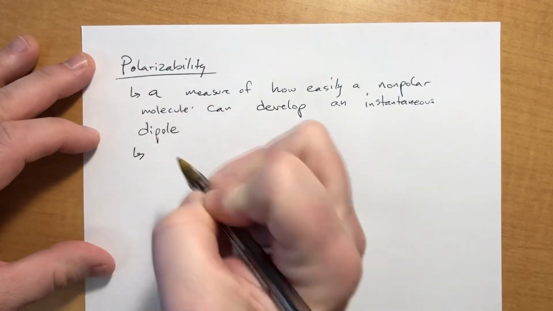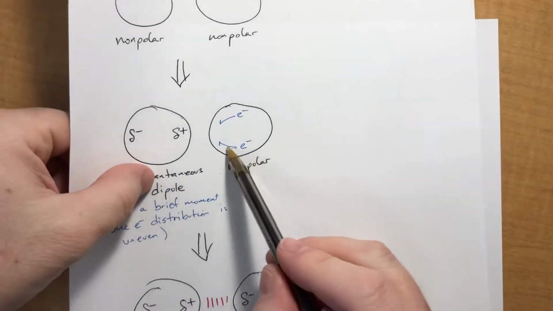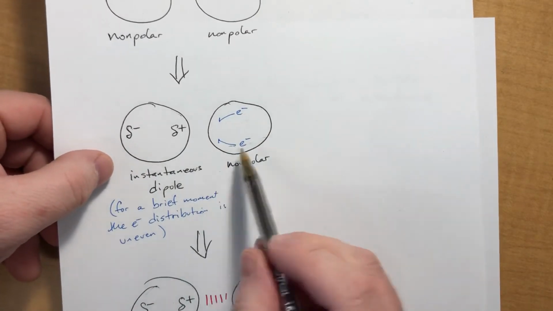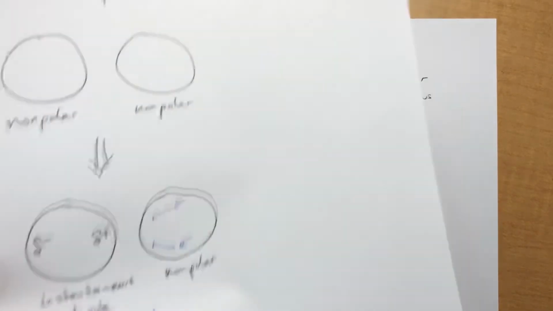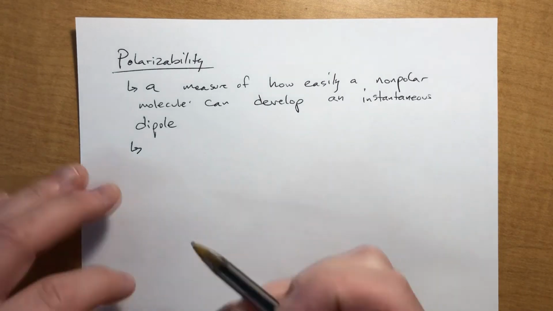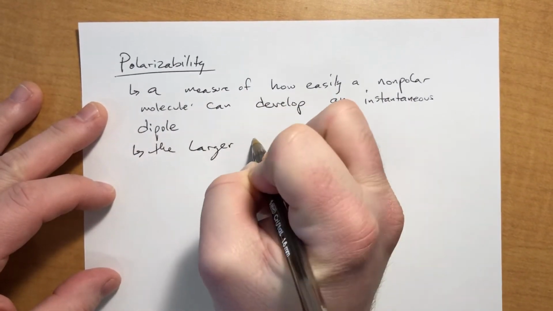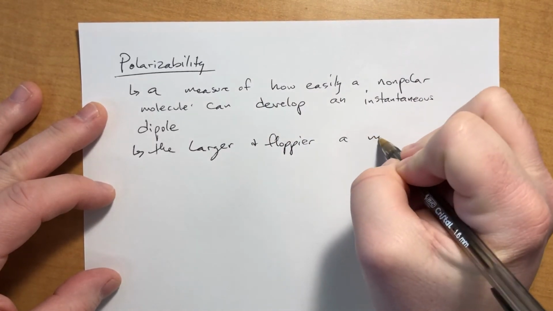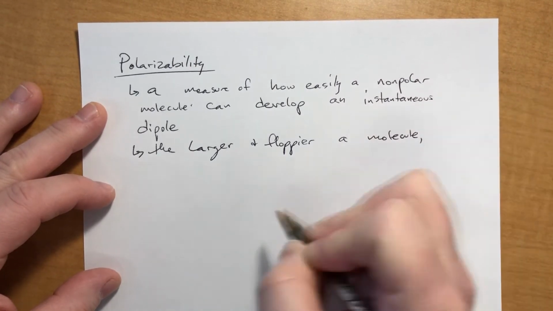In general, one of my college professors explained it like this. What we need is essentially these electrons to be able to move around. The more likely they are to move around, and the farther apart they can get, the farther this negative and positive can get, the more likely this is to exist. So, in other words, the simpler answer of how this works is the larger and floppier a molecule is, the more polarizable it'll be.